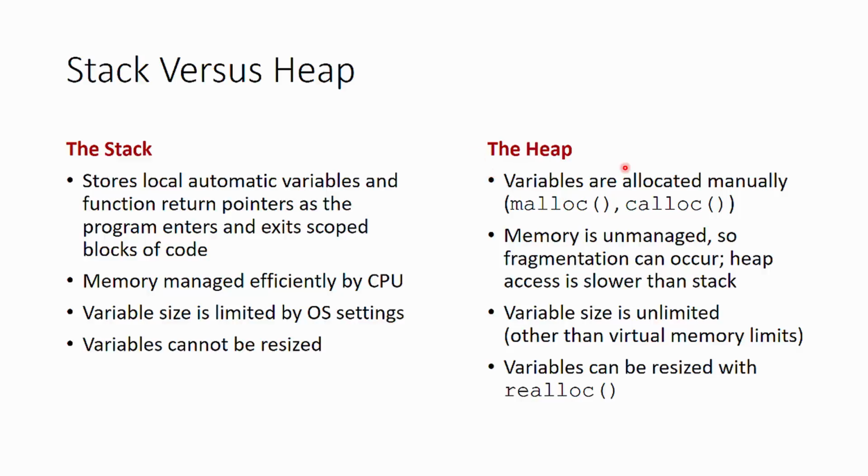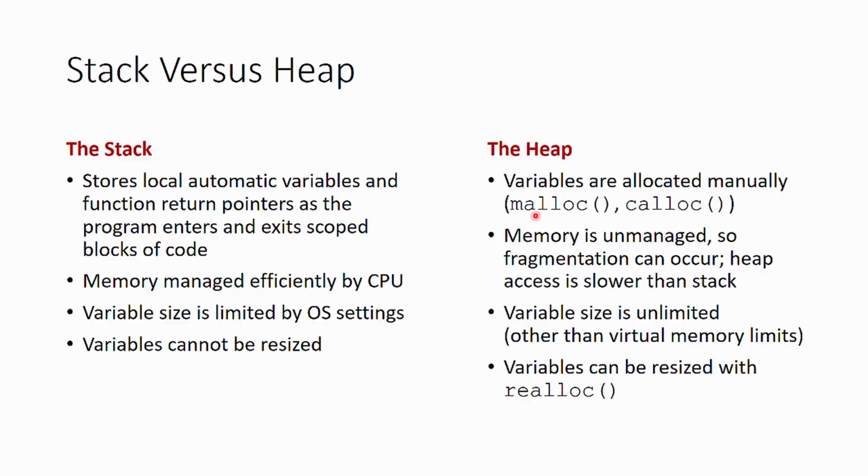The heap, on the other hand, is where our variables are manually allocated in terms of memory that we're trying to allocate per variable. So the memory is unmanaged by the CPU, which means there can be fragmentation that can occur. You might declare one, two, and three separate variables, which might be initially assigned contiguously, but then if you pull out variable two, it gets deleted. Then you've got a fragment. You've got fragmentation between the first and the third, and now the CPU has to deal with that. So the variable size is going to be unlimited, other than our virtual memory limits. And if you need to, you can actually get in there and reallocate the size of those variables.